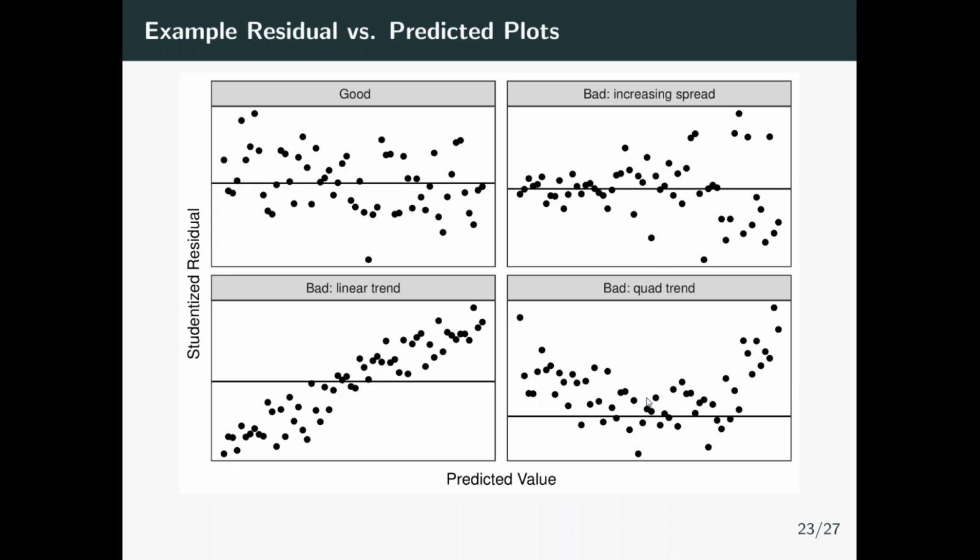Okay, so here are 4 example residual versus predicted plots. The one in the upper left-hand corner is a good one. The other 3 are not so good. The one in the upper right-hand corner shows residuals with an increasing spread. The horizontal line in these plots marks 0 in each case. In the bottom left-hand plot, they're not centered around 0. You can see a clear linear trend. Again, in the lower right-hand plot, the residuals are not centered around 0. There's a clear quadratic trend to those residuals. Those are some common patterns you might see in residual versus predicted plots. There are others, but those are some common ones.